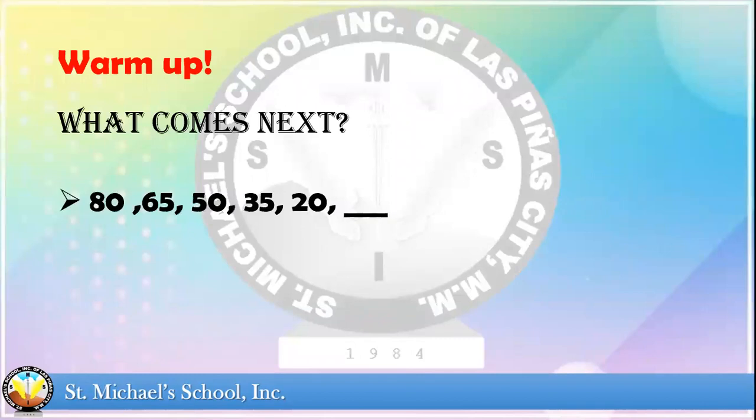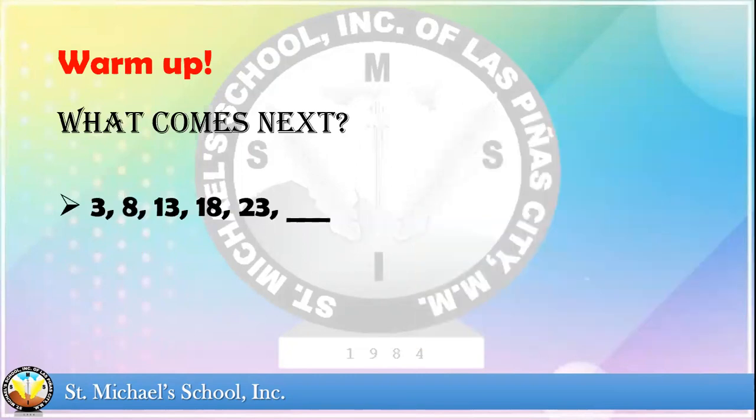So number one, the first given sequence is 80, 65, 50, 35, and 20. What comes next? If you look carefully, you will see that the previous number is subtracted by 15, and that is the next number. To check, 80 minus 15 is 65. Then 65 minus 15 is 50, and so on. So 20 minus 15 is 5. So letter B.